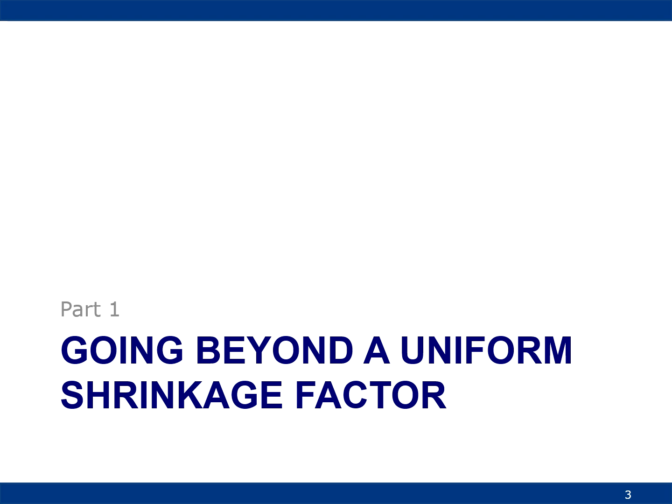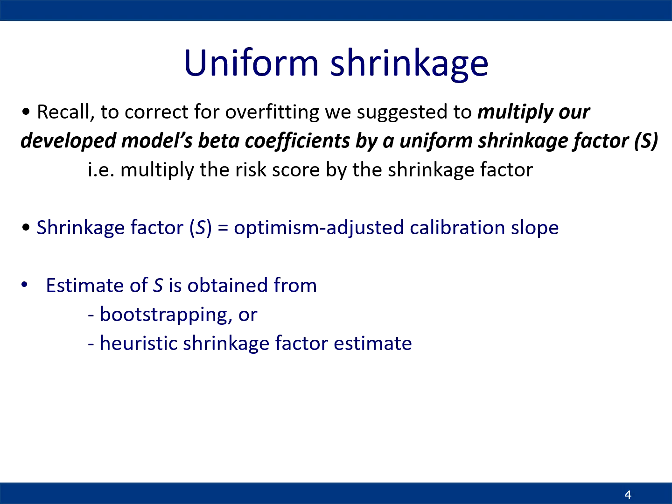So part 1, going beyond the uniform shrinkage factor. The shrinkage approach that we've introduced so far has been what we've called a uniform or a global shrinkage. And this is where, after we've fitted the model, all the beta coefficients are shrunk by our uniform shrinkage factor as estimated by bootstrapping or the heuristic shrinkage factor.